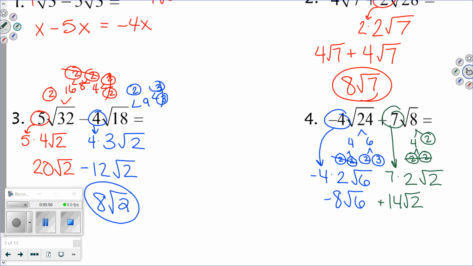Now can I put them together? No. So if they're not like radicals, you are done. I can't add those together. Do not try. Do not combine any of that stuff. If they are not exactly the same, you are done after you simplify.